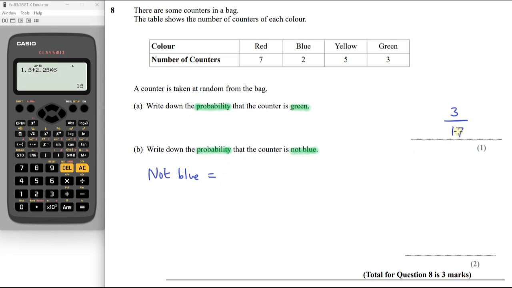Well, we know there's 17 counters, so it's going to be 17 minus the number of blue, which is 2, and then that's going to be out of the total number of counters, which is 17. So 17 minus 2 is 15, so it's going to be 15 over 17. So that is the answer. If you did do it the other way, you could have just done 7 plus 5 plus 3, which would have also given you 15.